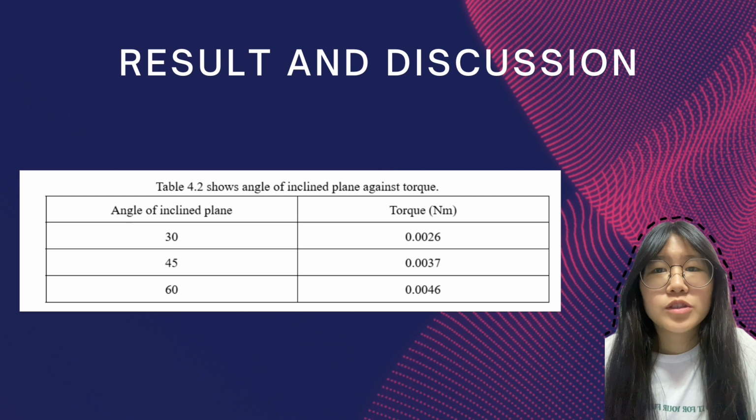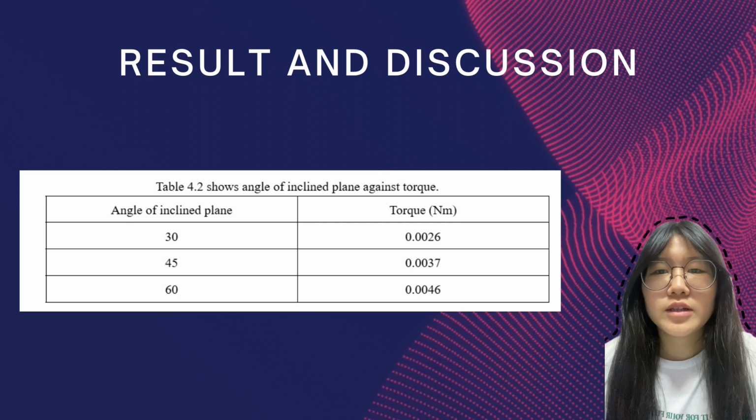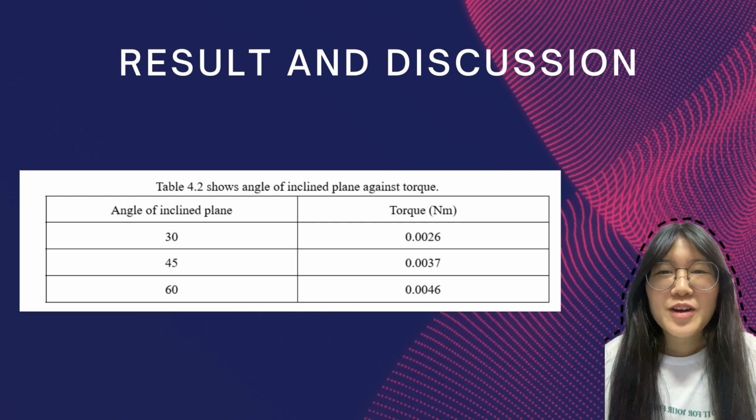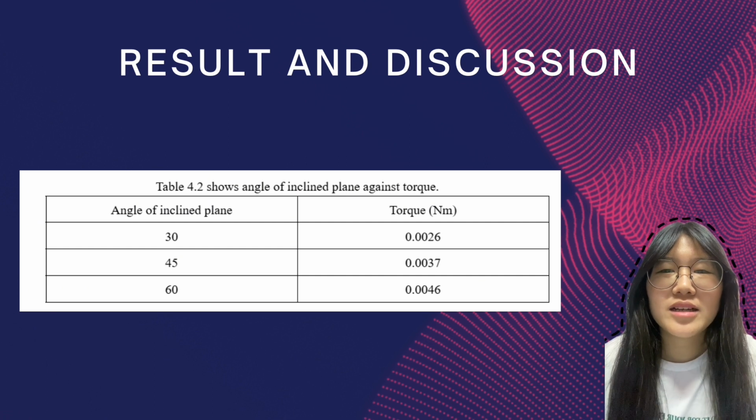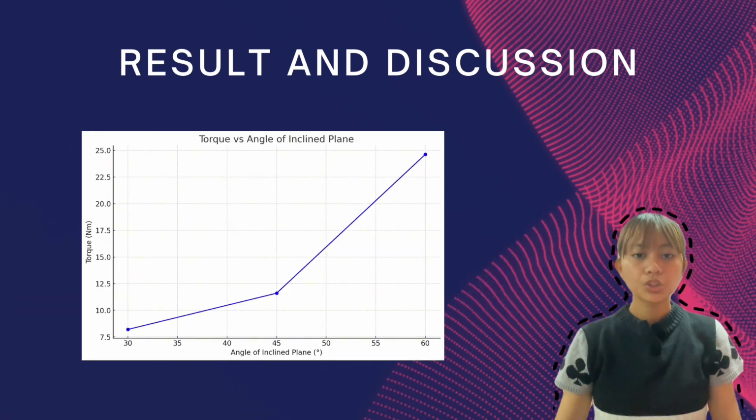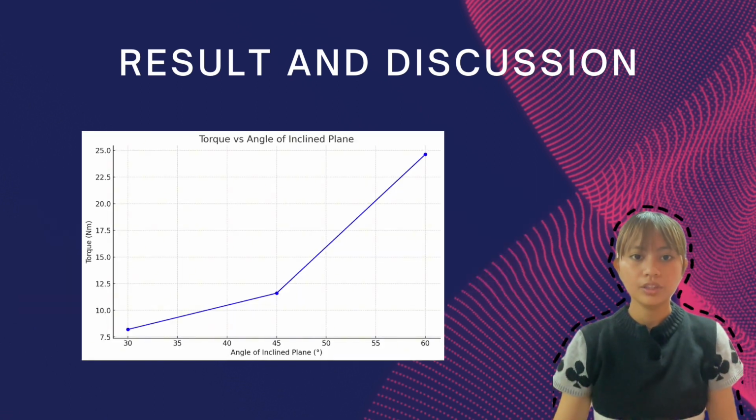The table below shows the value of torque achieved from the calculation explained by Absharina. From the table, we can see that the higher the angle of inclined plane, the higher the value of angular acceleration, thus increasing the value of torque. Through the calculation and graph plotting of the torque against angle of inclined plane, we know that the higher the angle of inclined plane, the higher the angular acceleration, thus torque increases.